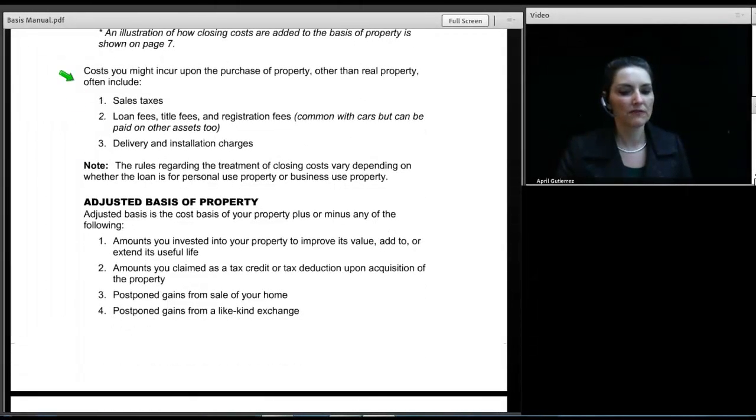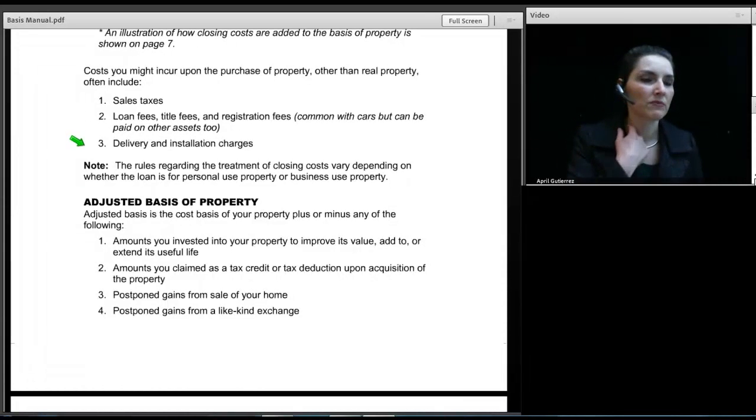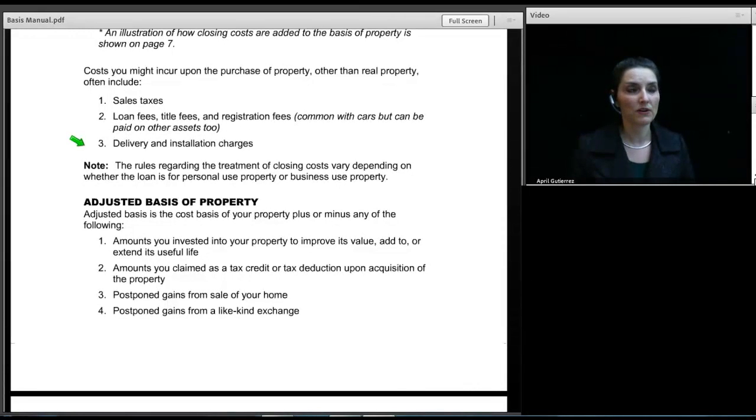Costs you might incur on the purchase of property other than real estate include sales tax, loan fees, title fees, and registration fees, which are obviously common with cars, but you can pay them on other asset acquisitions as well, and then delivery and installation charges. So for example, if you have a customer who purchases an assembly line, there's going to be the direct cost of purchasing that assembly line, the equipment itself, but I'm sure that delivery and installation is going to be a major component of that cost as well. And IRS says that all of the costs associated with paying for the equipment, having it delivered, having it installed, any taxes you might pay on it, any delivery charges you might pay on it, those all are considered to be a part of the cost, and they should be added to the cost.